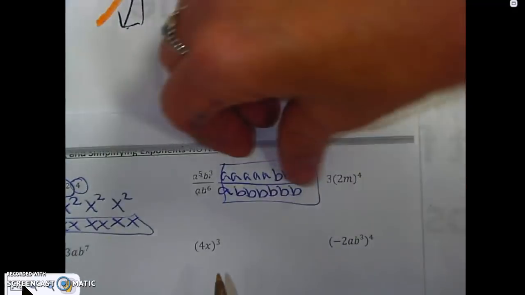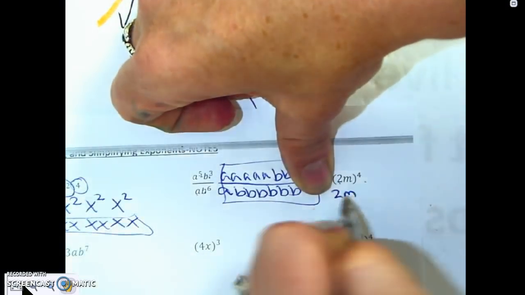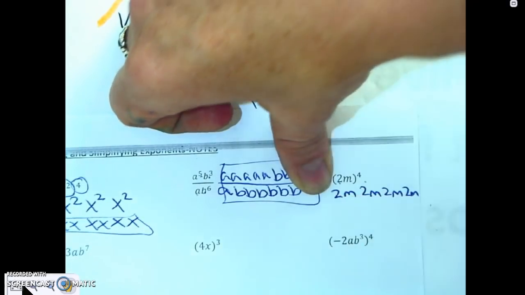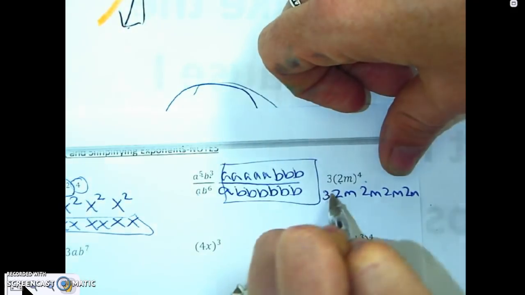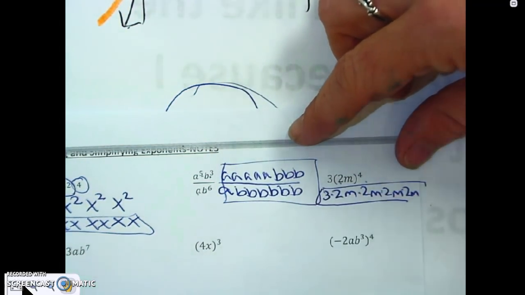This one, I'm going to take this and write it 4 times: 2m, 2m, 2m, 2m, and then 3. Each one is multiplied. Done.